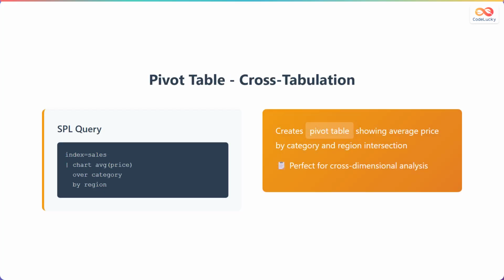Pivot tables provide cross-dimensional analysis by showing data at the intersection of two fields. Here we're calculating the average price over category by region. This creates a pivot table where categories form the rows, regions form the columns, and the cells contain the average price values. Pivot tables are perfect when you need to analyze relationships between multiple dimensions simultaneously, giving you a comprehensive view of how different factors interact with each other in your dataset.